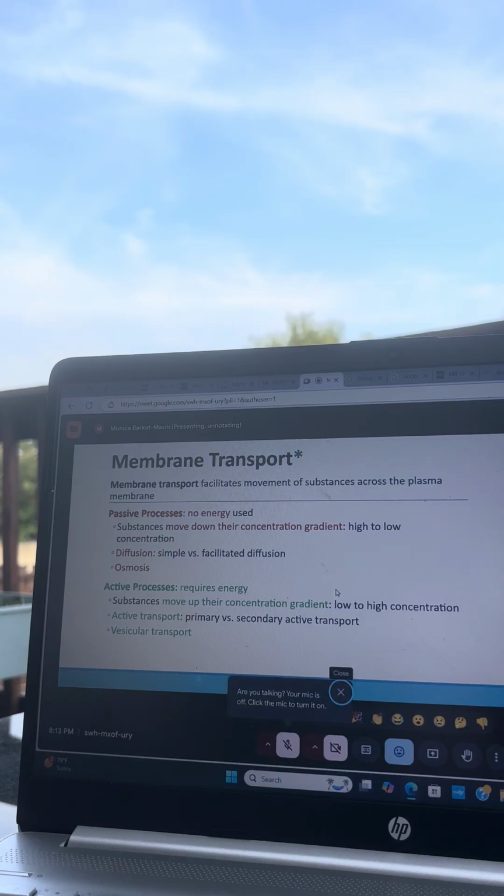And what is the direction of flow of the particles? From high to low concentration. Yes, from high to low. You have to remember these two, very important. Now, examples of passive transport. Diffusion and osmosis, and simple and facilitated diffusion. Yes. So we have simple diffusion, we have facilitated diffusion, and osmosis. Okay. And active process is exactly the opposite, and we'll talk about that in a minute.